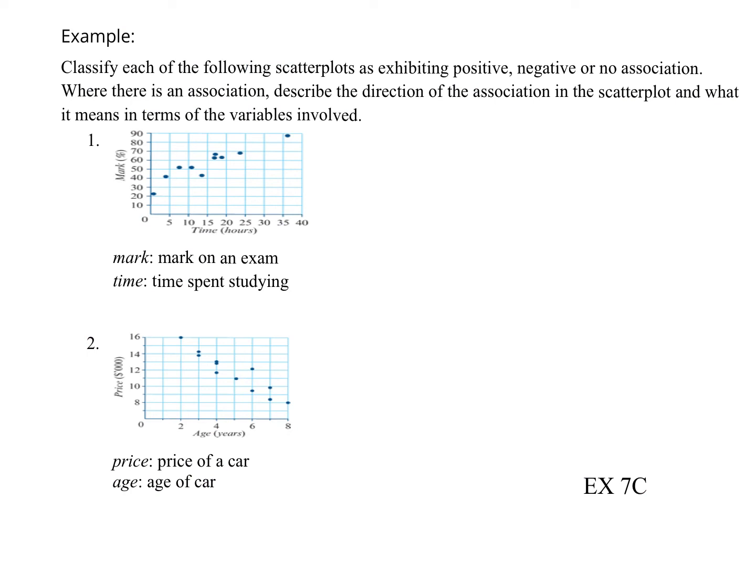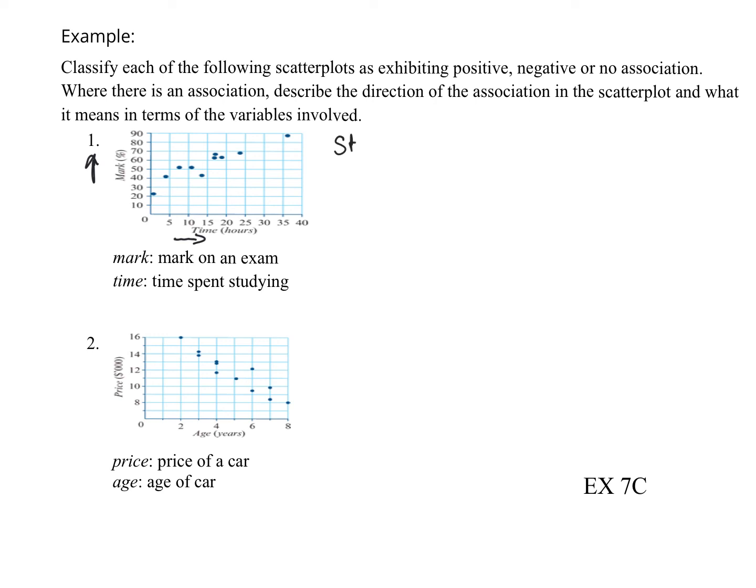So looking at this first example here, we've got our scatter plot already drawn for us. In fact, it's using variables that we're very familiar with here, the mark that you receive on an exam and the time you spend studying. And what we can see just by looking at the actual scatter plot, as time increases, the actual mark is increasing as well. So let's talk about that in terms of direction, strength, and form. So we can see that it is going up in a positive direction, and the dots are fairly close together. I'd say that's a strong, linear, positive relationship.